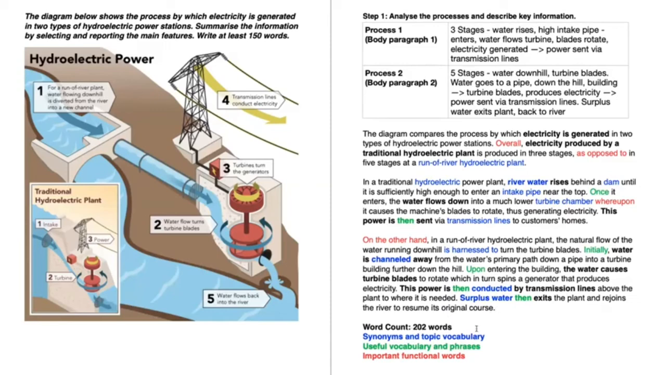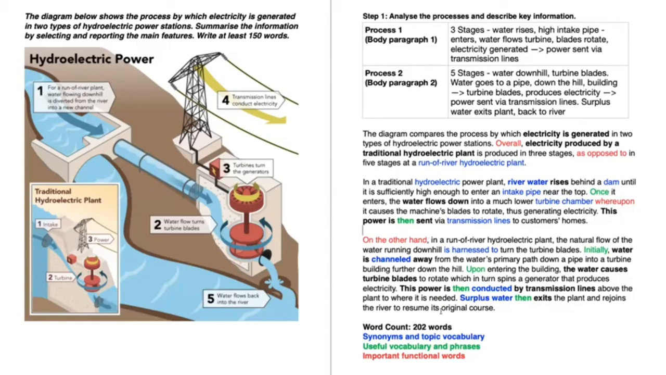For our useful vocabulary and phrases, I have some sequencing here. So I have once and then. So this shows the order, what happens, and then what happens as a process. And whereupon is another great functional word. It basically is a way to say where something happens. Again, I see water flows down, that is active, and then this power is then sent. Again, we don't know what exactly is sending it, so it is the passive.